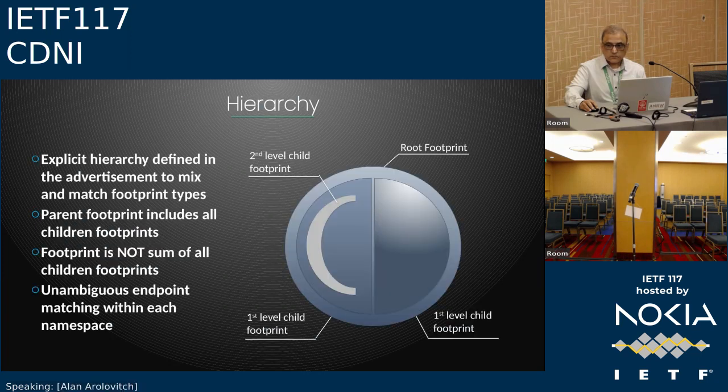On hierarchy, one of the important things is that we define explicit hierarchy in the advertising. Why? Because there is no way really to do it implicitly, like you can with routing tables and IP addresses, where you can do some implicit logic about what comes first. In footprints, we're combining different footprint types, so it's not necessarily clear which one is a parent and which one is a child. So this proposed structure will define hierarchy explicitly, and the root footprint will include all footprints below it, and potentially many levels of hierarchy would be possible.